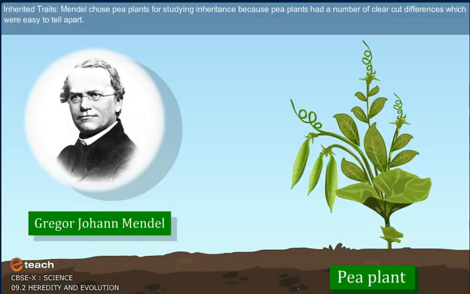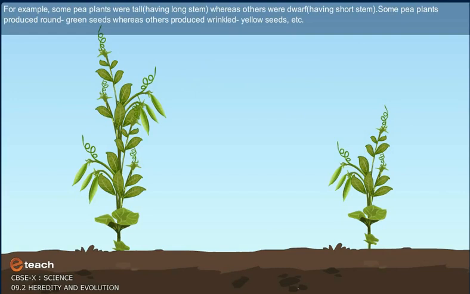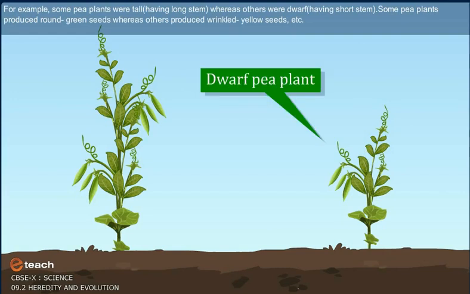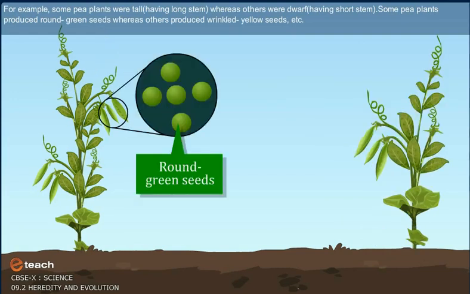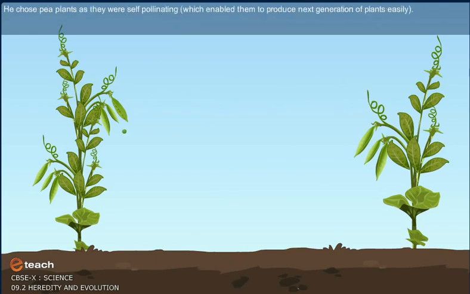Inherited traits. Mendel chose pea plants for studying inheritance because pea plants had a number of clear-cut differences which were easy to tell apart. For example, some pea plants were tall, having long stem, whereas others were dwarf, having short stem. Some pea plants produced round green seeds, whereas others produced wrinkled yellow seeds, etc. He chose pea plants as they were self-pollinating, which enabled them to produce next generation of plants easily.